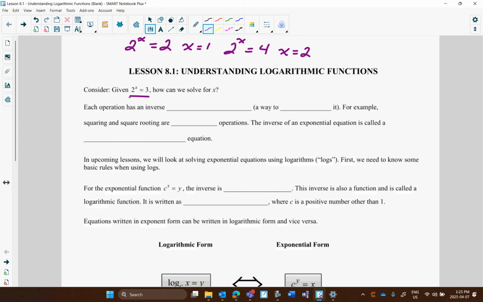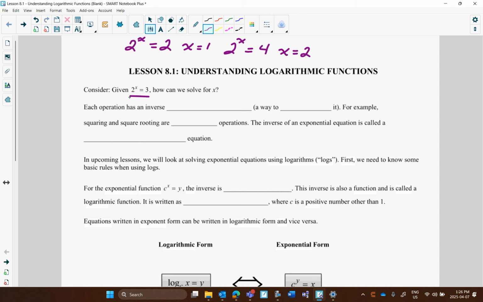It's a decimal. It's 1 point something, right? Because if 2 to the 1 is 2, 2 to the 2 is 4, that means 2 to the something between 1 and 2, okay? 1 point something must be 3. But how do we get an exact answer? This is where we use something called logs, okay? They're called logarithms, but we always say logs for short.